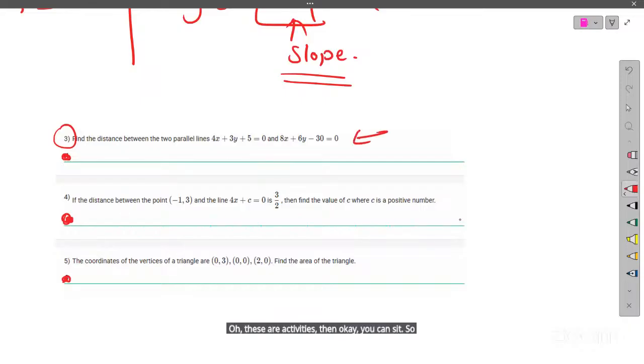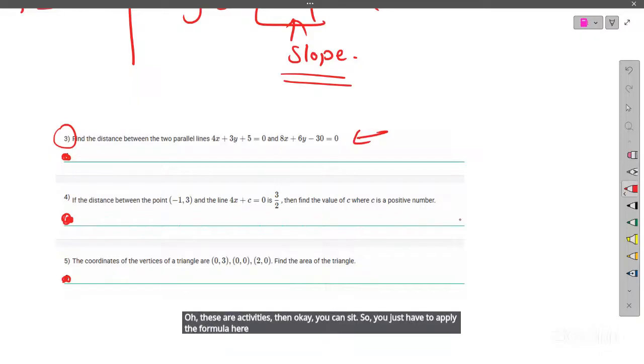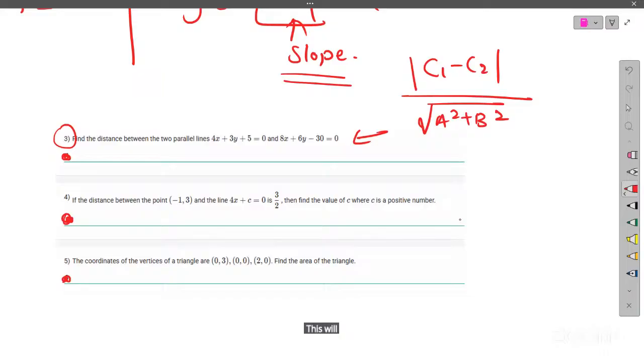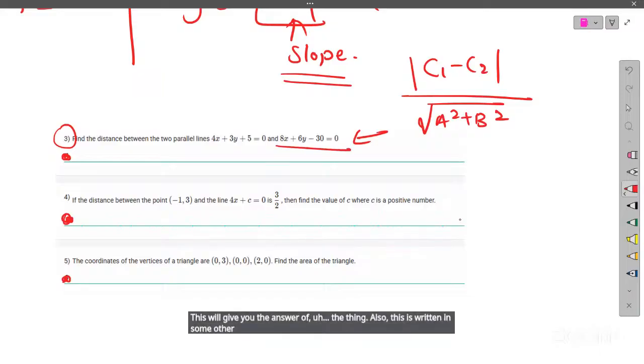So you just have to apply the formula here. There is one formula, that modulus of C1 minus C2 upon the square root of A square plus B square, I guess. This will give you the answer. Ma'am, this is written in some other way. You have to divide it by 2, right? So you'll get 4x plus 3y minus 15 is equal to 0. Now you have to apply the formula.